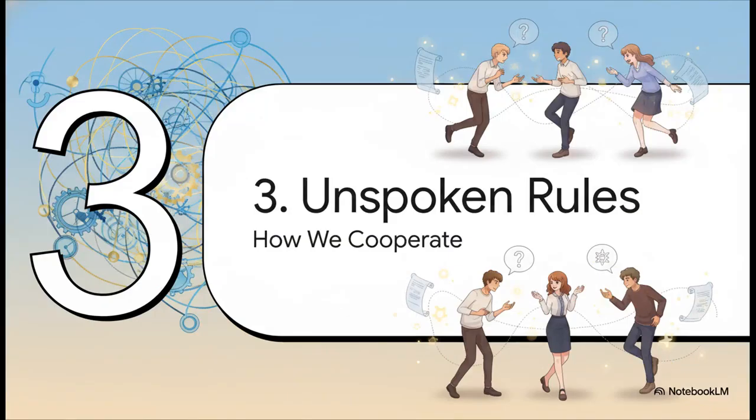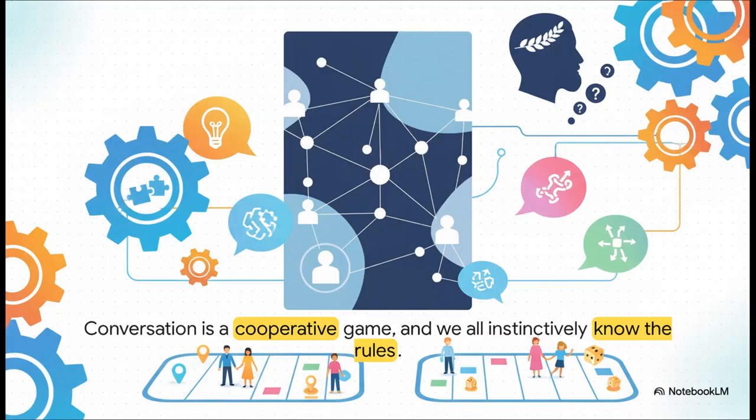Okay, so if we're all constantly performing these hidden actions with our words, how on earth does conversation even work? Like, how is it not just total chaos all the time? Well, it turns out we're all playing by a set of invisible rules that we never even formally learned. A philosopher named Paul Grice had this brilliant idea. He suggested that conversation works because we all, on some deep level, assume that everyone is trying to cooperate to make meaning together. It's like we're playing a collaborative game.